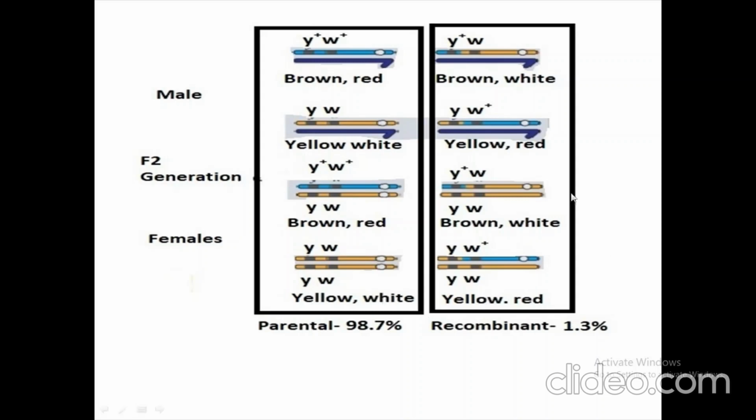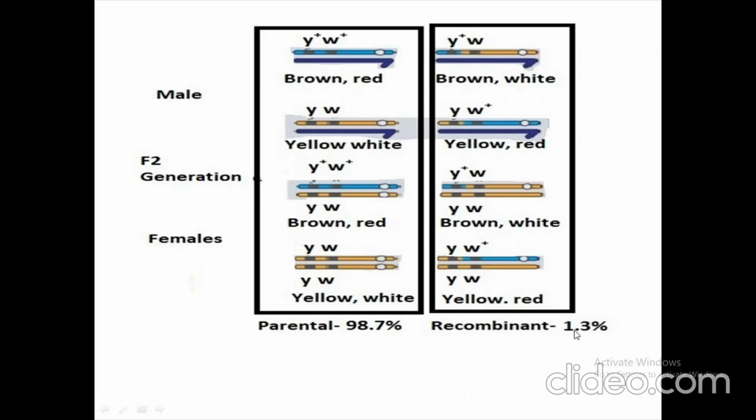And only 1.3% were of recombinant type. That is, 1.3% were brown-bodied and white-eyed, or yellow-bodied and red-eyed. Both of them are non-parental combinations, unlike the parental combinations. So they are nothing but non-parental combinations, or you can say recombinant combinations. So only 1.3% of the F2 generation were recombinant types.